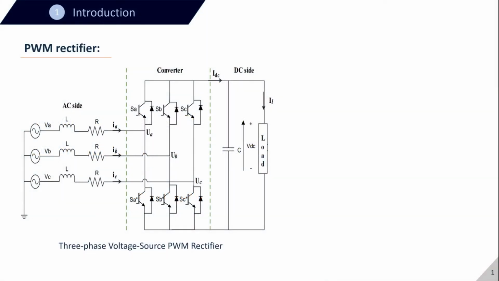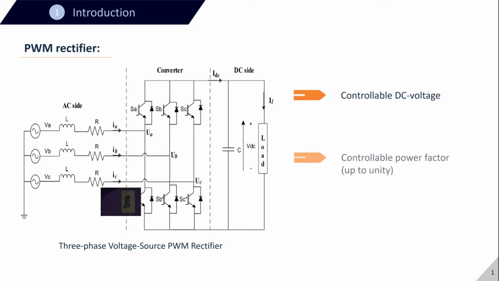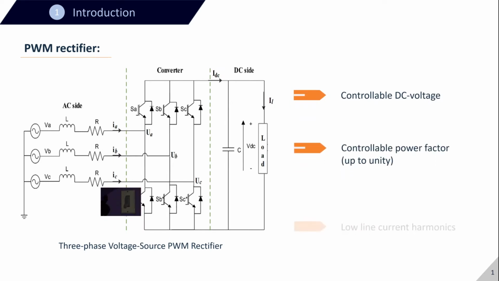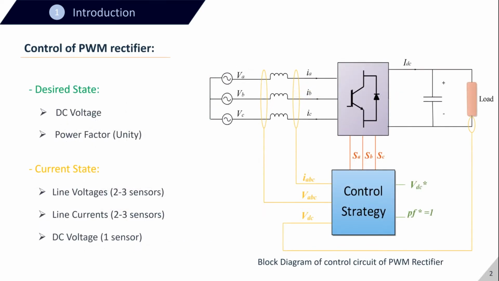The circuit shows the structure of a PWM rectifier. By appropriately switching the IGBTs, we can have controllable DC voltage, controllable power factor, and sinusoidal line current with low harmonics. The switching of the IGBTs is made through a control circuit. We develop a control strategy that will determine the most appropriate switching state that will take us from the current state into the desired state of the rectifier.